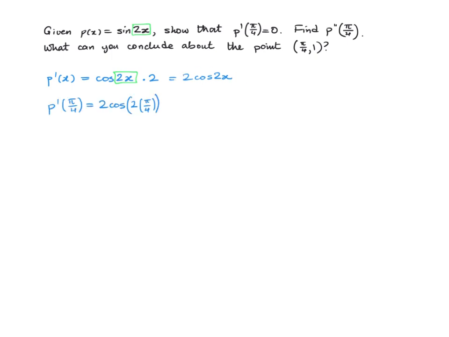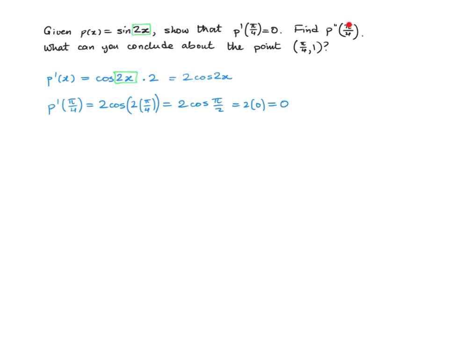Now we're going to calculate p prime of pi over 4. We're plugging pi over 4 into this, so we get 2 cosine of 2 pi over 4. Of course, that simplifies into 2 cosine of pi over 2. And from trigonometry, we know that cosine of pi over 2 is going to be 0. So 2 times 0 is 0. So here we are. We've shown that p prime of pi over 4 is equal to 0.